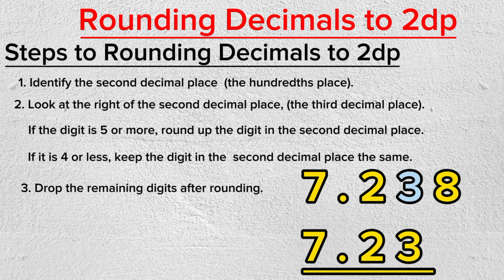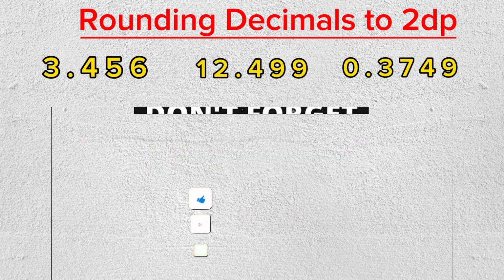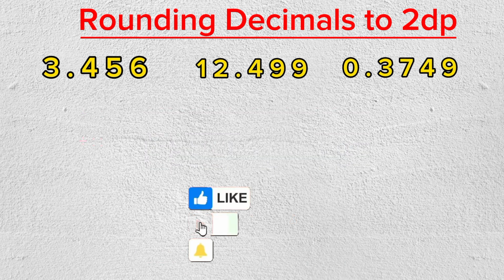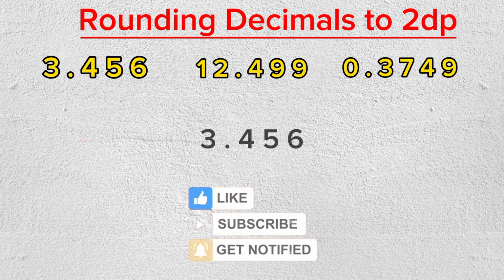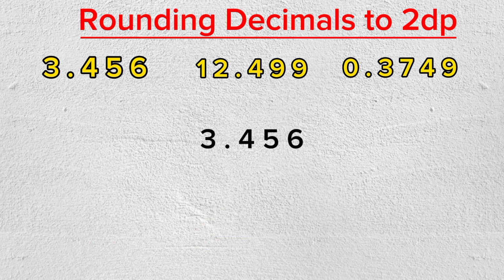Let's solve these examples. Round the following decimals to 2 decimal places. Number 1, 3.456. The digit in the second decimal place is 5, so we look to the right. The digit at the right is 6, which is greater than 5, so we round up the digit in the second decimal place, which will give 6. Remove other digits to the right, and the answer is 3.46.